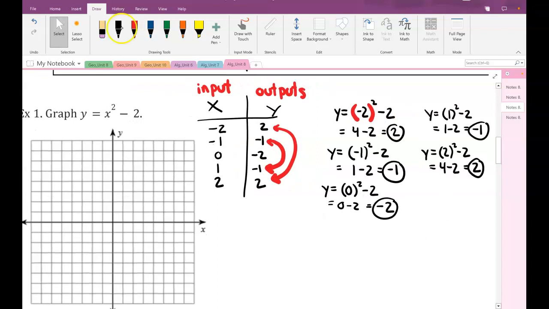So now I can graph, and I'm just going to go down my table and graph each point. Negative 2, 2, that means I'm going to the left 2, then up 2. Negative 1, that means I'm going to the left 1, down 1. 0, negative 2, I'm just going straight down from the origin, going down 2. Then 1, negative 1, I'm going to the right 1, down 1. Then here I'm going to the right 2, up 2.